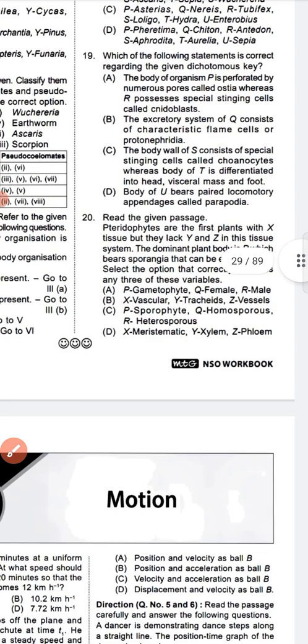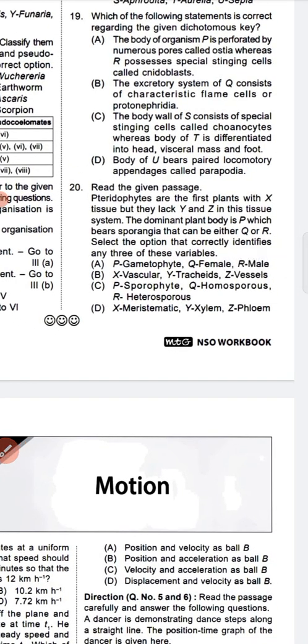Last question of this chapter, that is question number 20. Read the given passage. Pteridophytes are the first plants with X tissues, but they lack Y and Z in the tissue system. The dominant plant body is P, which bears sporangia that can be either Q or R. Select the option that correctly identifies any three of these variables. So question number 20, option C is the correct answer.